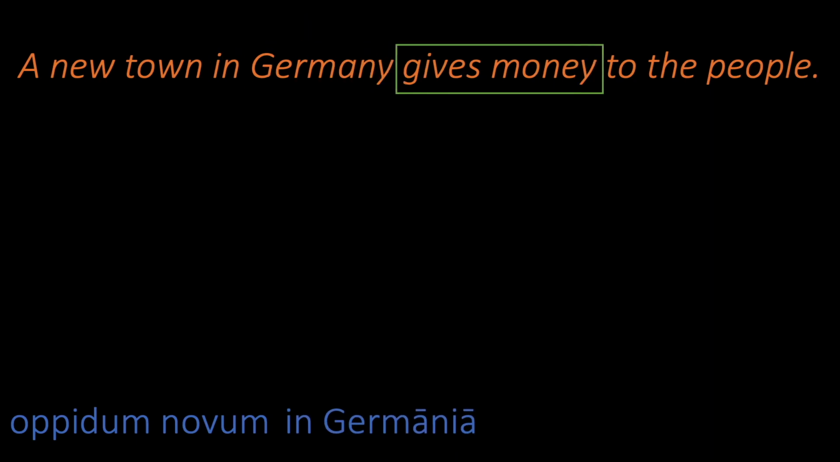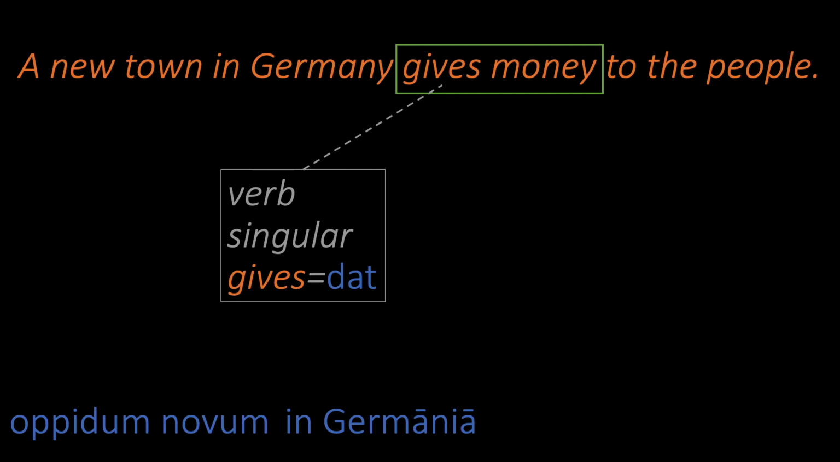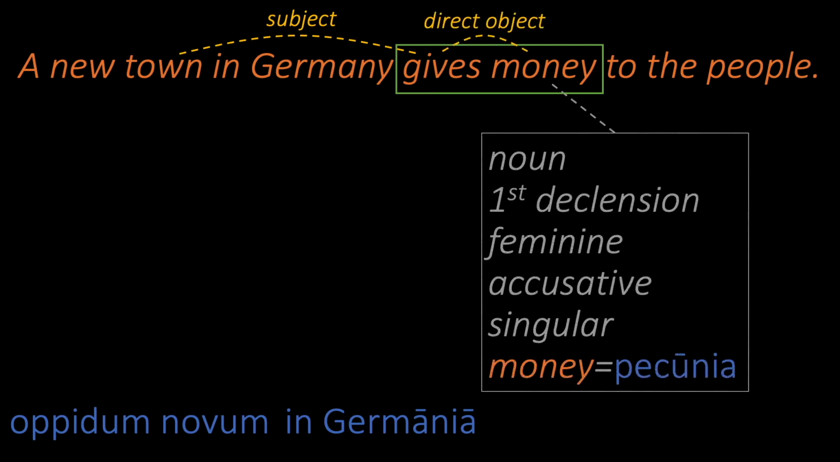Moving on to gives money. Gives is a verb. It needs to agree with its subject, town. The Latin base for gives is do, and we'll leave it in the singular form, dat. Money is the direct object of gives. The Latin base is pecunia. But we need the accusative here, so that would give us dat pecuniam.